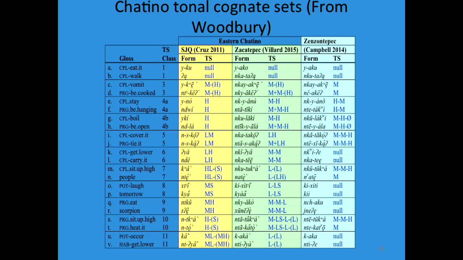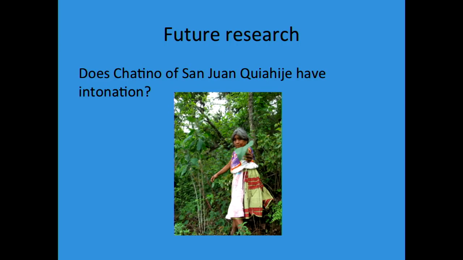This pattern we can see here, all of these are the tone sequences, and we can see the correspondences with Zacatepec. I'm also presenting another paper next week specifically on the relationship of the sequences with Sensontepec and Tataltepec. I felt that it was a good way to end this. I would be really interested to know if there is intonation in San Juan Quiahije Chatino, and how to study a language that has a large tone inventory.